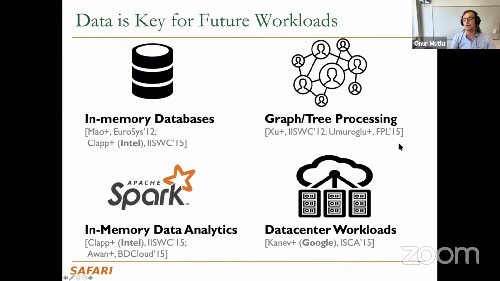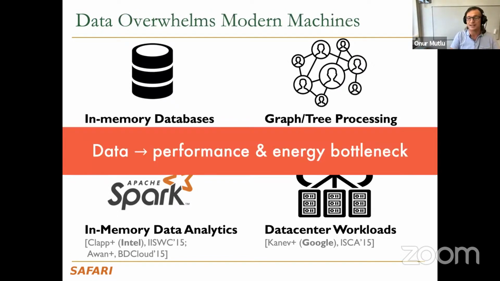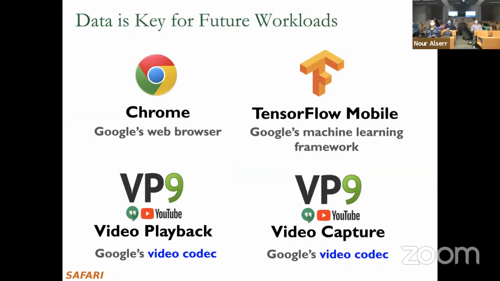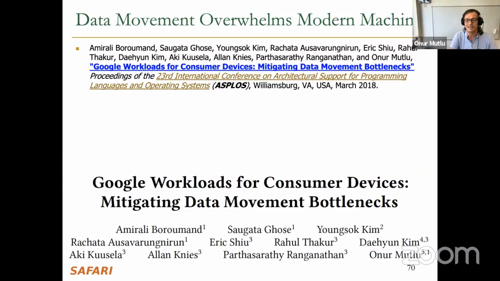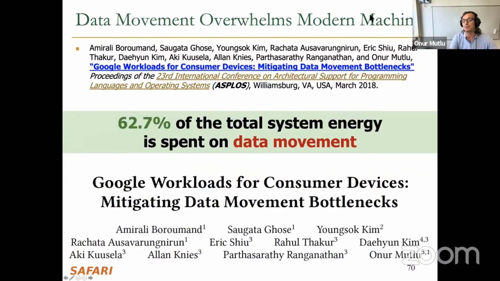These are more traditional workloads, but the data that we throw at these workloads is increasing significantly. As a result, we have performance and energy bottlenecks. These are some other workloads on the mobile end. Again, data we throw at these workloads is increasing. And you can see the mobile machine learning frameworks as well over here. I didn't include the mobile genomics also. There's certainly mobile genomics over here. And as a result, data is really overwhelming modern machines.